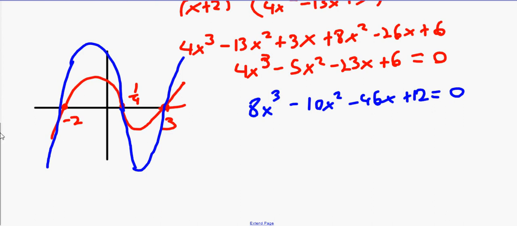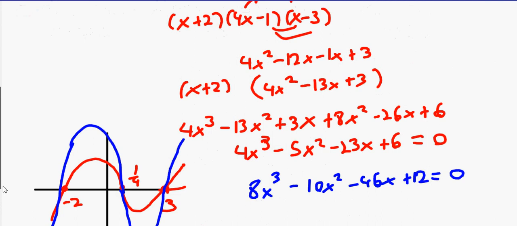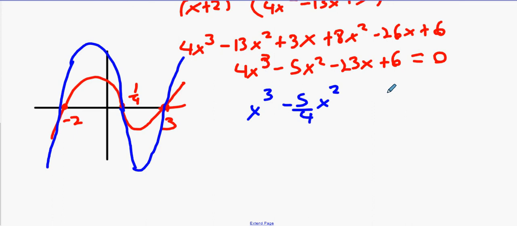Connell was actually toying with the idea of using, remember he has x equals a quarter up here? Connell was toying with the idea of using x minus a quarter. Now, it's a lot of work. It's not a nice way to finish it, but this is what he would have ended up with. If I divide across by 4, Connell would have got x cubed minus 5 over 4 x squared minus 23 over 4x plus 6 over 4, which is 3 over 2. Connell would have written down that answer, and once again, he would have got full marks.